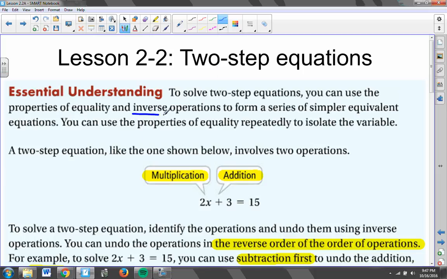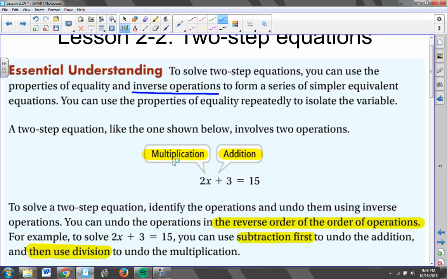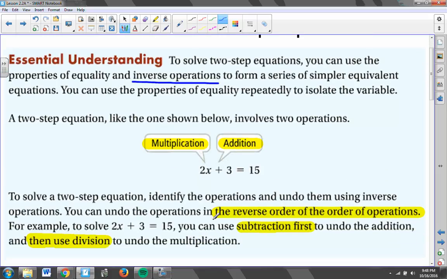Just a reminder that inverse operation means the opposite, so multiplication and division are inverses, and then addition and subtraction are inverses. So to solve two-step equations, or to isolate a variable in a two-step equation, we just have to undo two different operations using the inverse. The important thing to remember in these problems is that we have to undo the operations in exactly the opposite order of the order of operations.